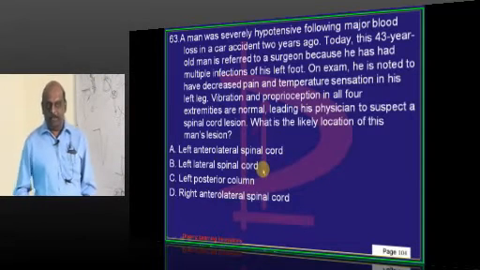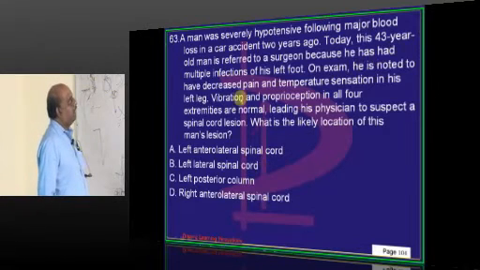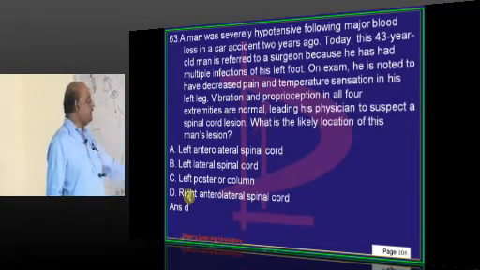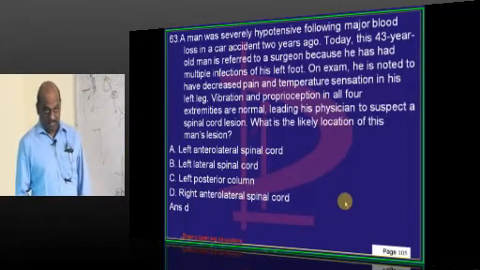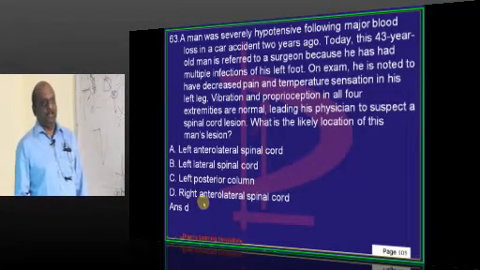Vibration and position are carried by the dorsal column, right? Then decreased pain and temperature is there. So that is the reason it is the right anterolateral spinothalamic tract which carries pain and temperature that is the one affected in the hemisection of the cord, is what needs to be remembered.